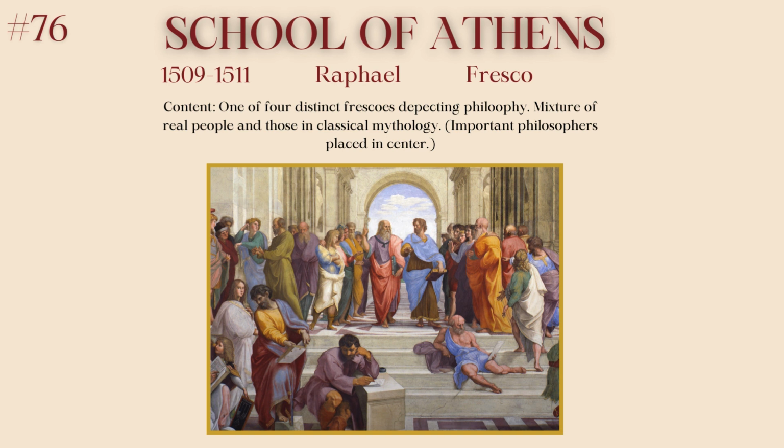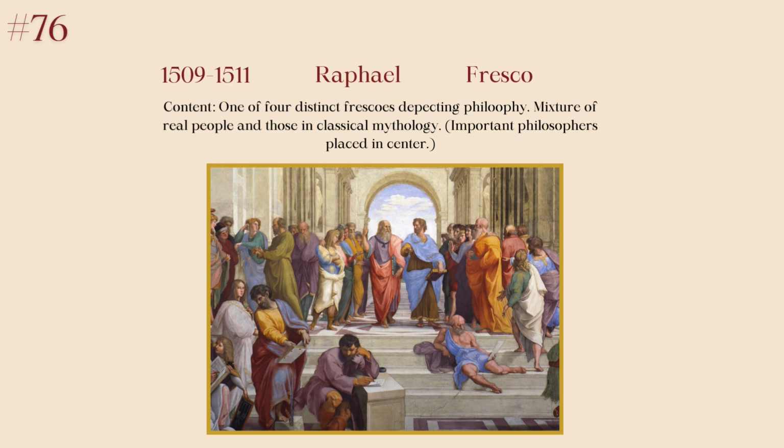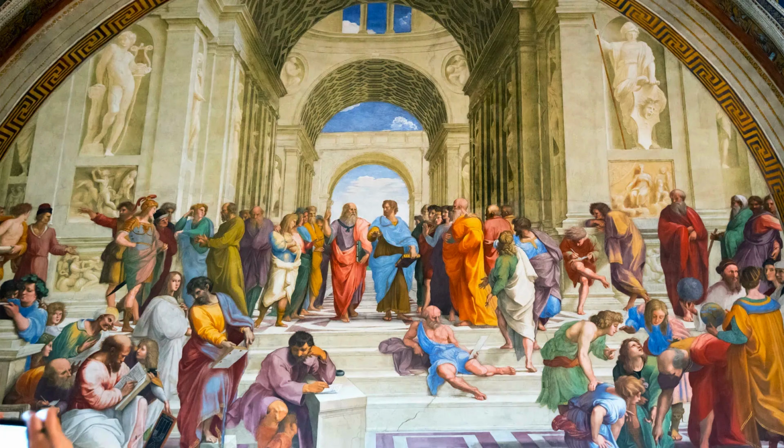So there were four frescoes in the library, commissioned again by Pope Julius. And this was for his private library located in the papal apartments. There was one of four. There was a mythology one, a theology one, and this is just the philosophy one. And there were also a poetry and justice one. But let's get into more of the content of this artwork.